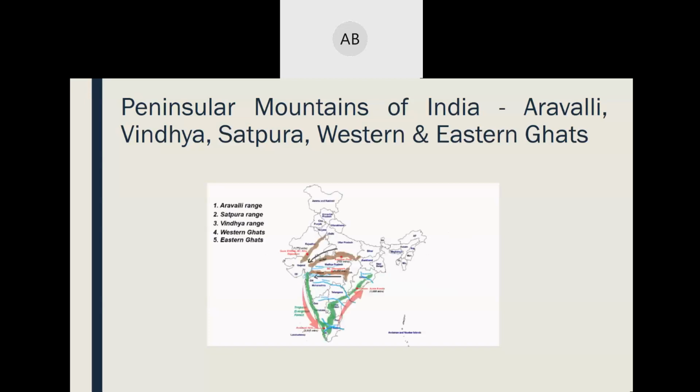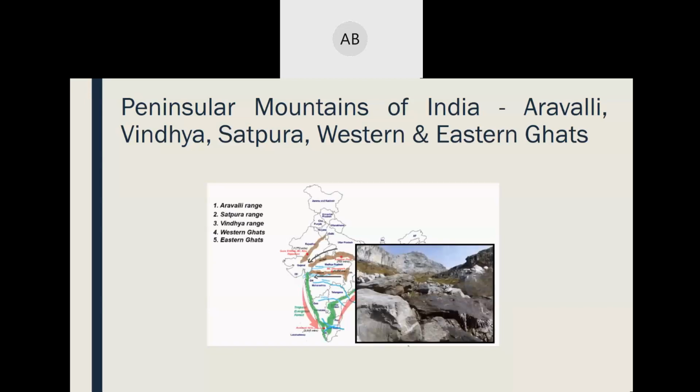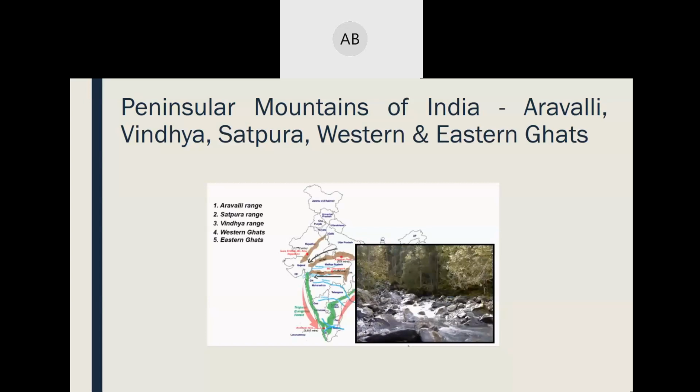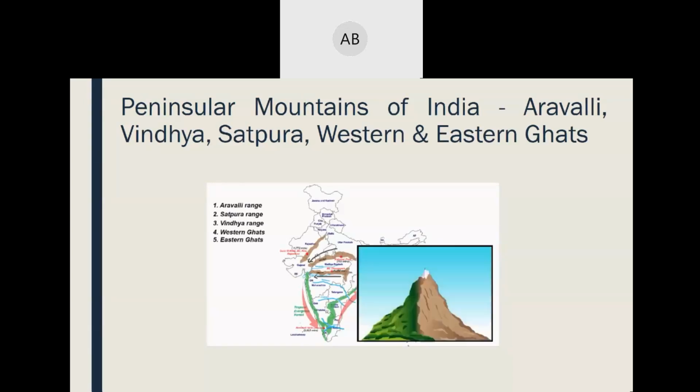So these were the important mountains of Peninsular India. These mountains not only form the catchment area for many peninsular rivers in India, but they also play an important role in affecting the climate of nearby lands.